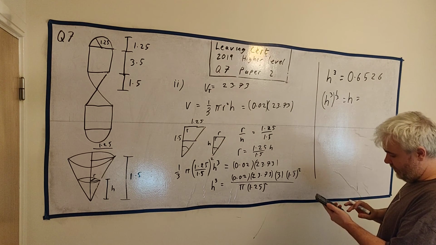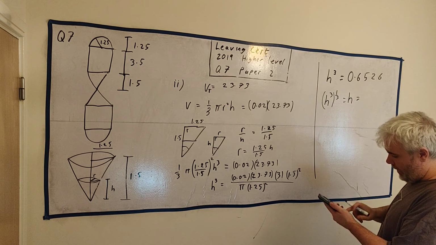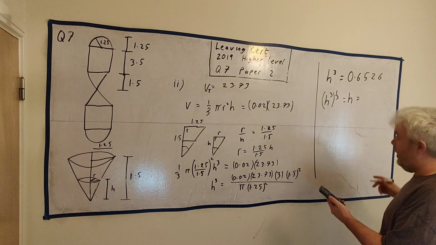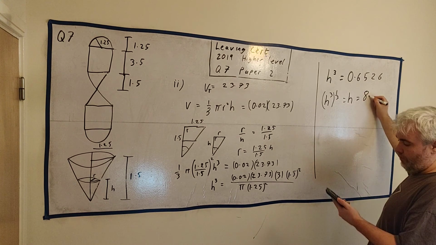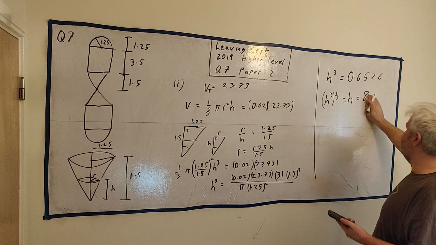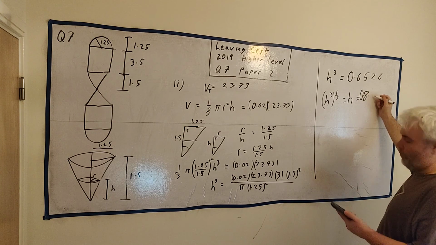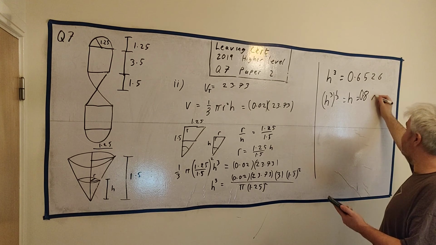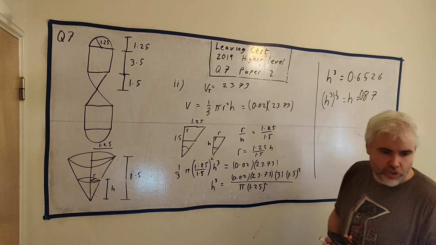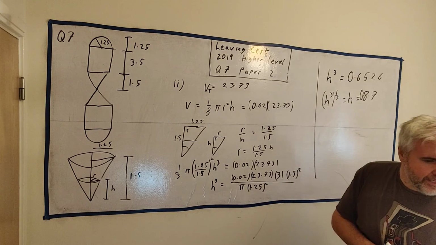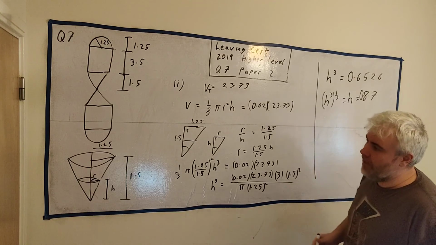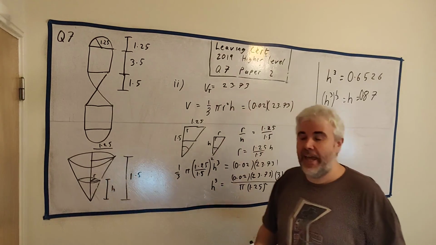So let me just put that in. To the power of 1 divided by 3. Calculators can do that. And that answer comes out at 0.8674. So 0.87 would be to the nearest 2 decimal places, which, yes, they wanted to the nearest 2 decimal places. So that's the final answer. That's the answer for this height here, h.